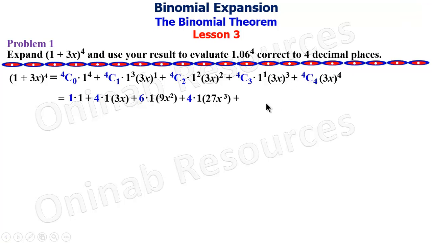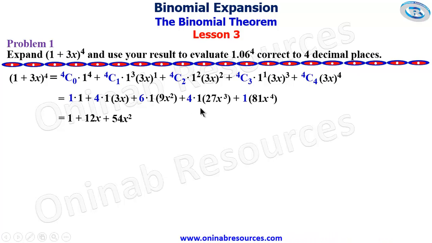Then plus 1, 81x raised to power 4. 3 raised to power 4 is 81. Then we simplify finally. This is 1, since 1 times 1 is 1. 4 times 3x gives 12x. 6 times 9 gives 54x raised to the power 2. Then 4 times 27 gives 108x raised to the power 3. Then plus 81x raised to the power 4. Then we are done with the expansion.